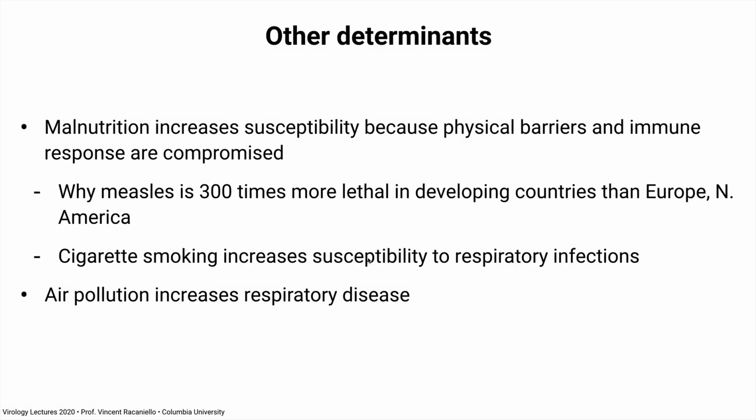Other determinants where there's far less understanding of the mechanisms: malnutrition certainly increases susceptibility because our physical barriers and immune responses are compromised when you don't have enough food. And this is why measles is 300 times more lethal in developing countries than in Europe and North America.